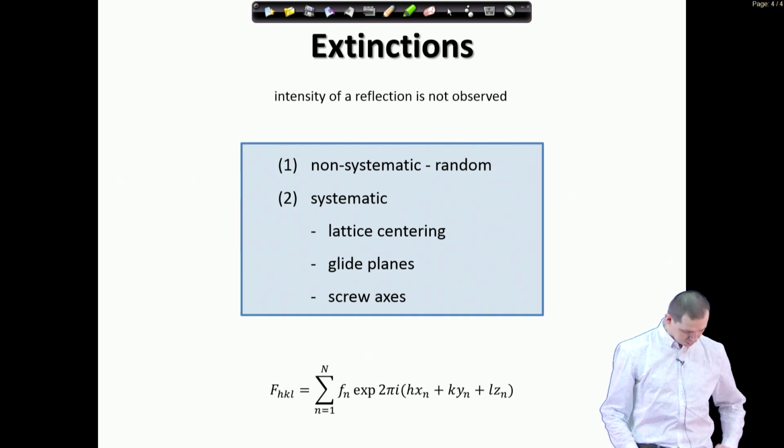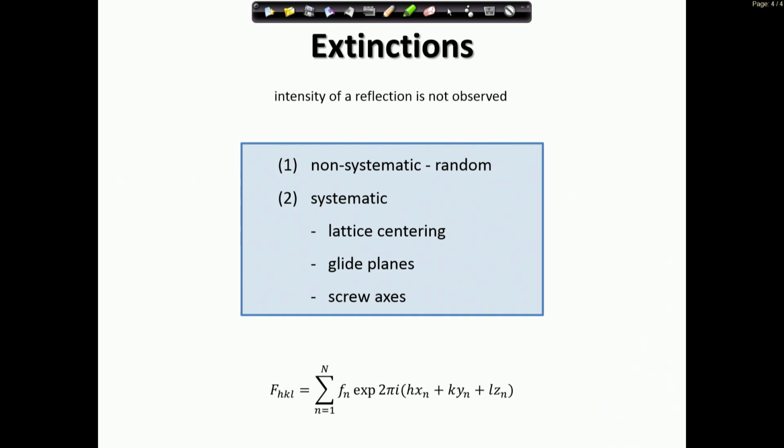Just let me check what's the time. Okay.